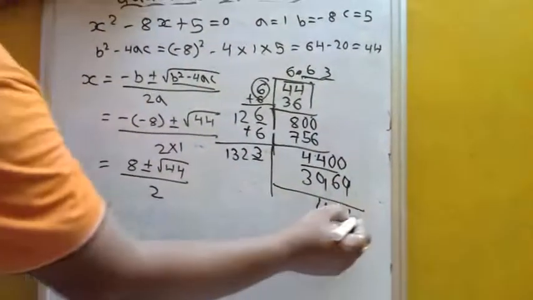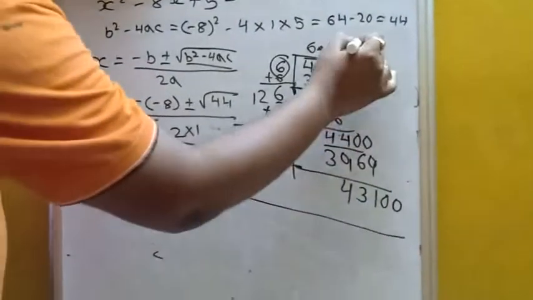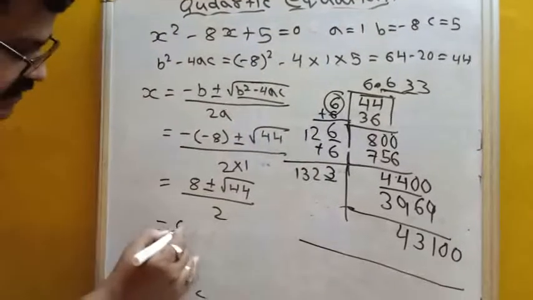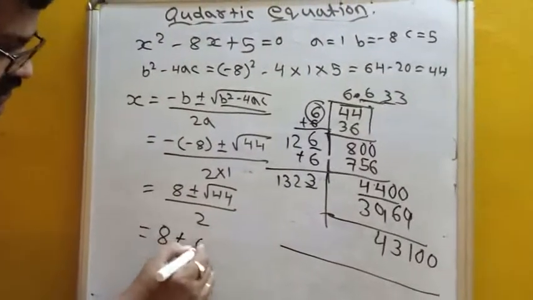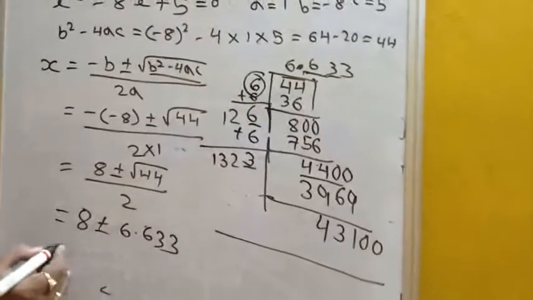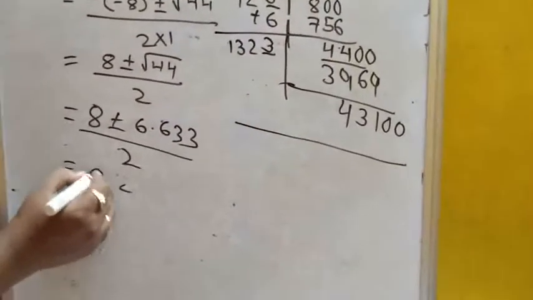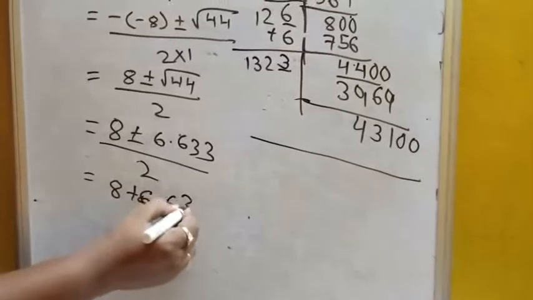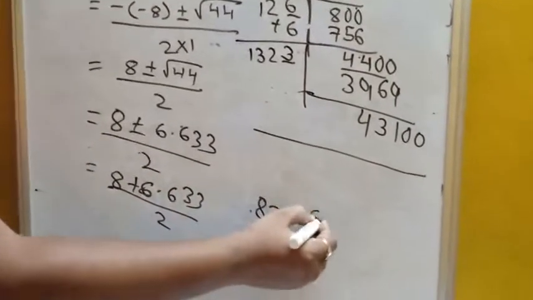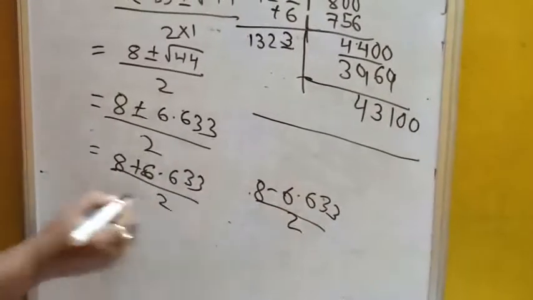What do you have to write here? Again 00. So like this you have to do the process. I have written here 6.633. So what do you have to write here? 8 plus or minus 6.633 divided by 2. So 8 plus 6.633 divided by 2. 8 minus 6.633 divided by 2. How much are you getting?